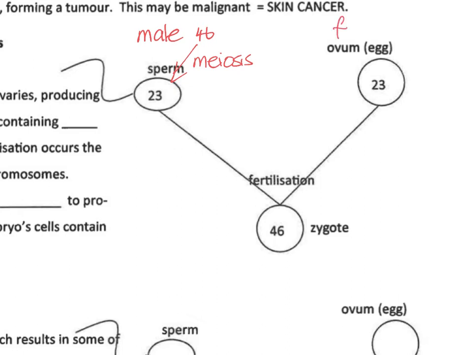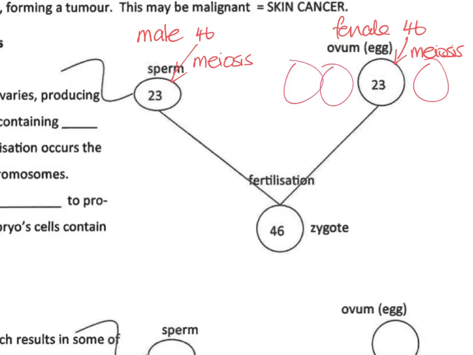And obviously the female starts off with 46 chromosomes, and again we've got meiosis, and you get 4 daughter cells, just like you would get 4 sperm cells and so on, all with 23.